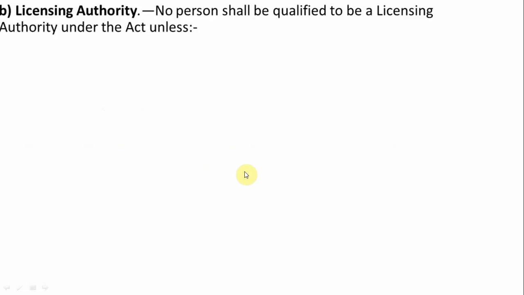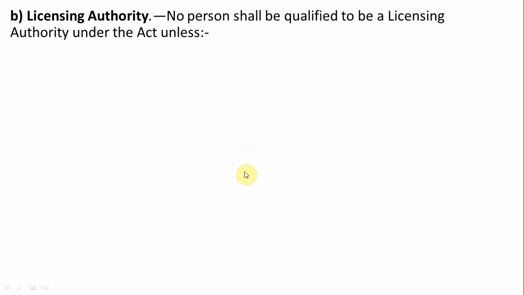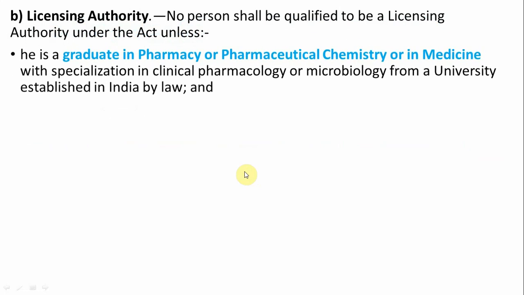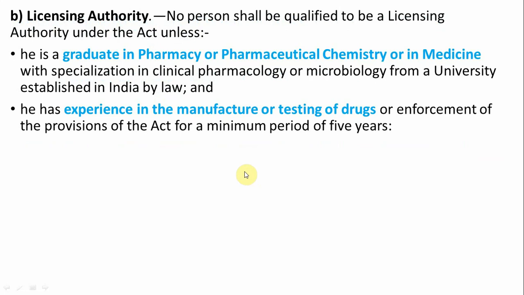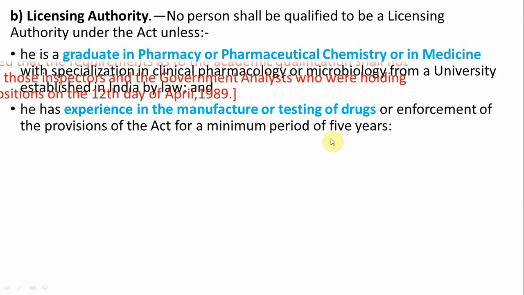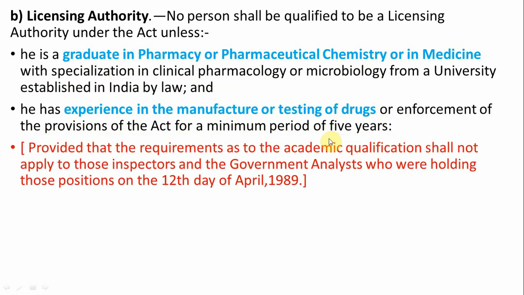Then next, B, that is licensing authority. No person shall be qualified to be a licensing authority under the Act unless first he is a graduate in pharmacy or pharmaceutical chemistry or in medicine with specialization in clinical pharmacology or microbiology. Then he has experience in the manufacture or testing of drugs for a minimum period of 5 years. Then provided that the requirements as to the academic qualification shall not apply to those inspectors and the government analysts who were holding those positions on the 12th day of April 1989. Same like controlling authority.